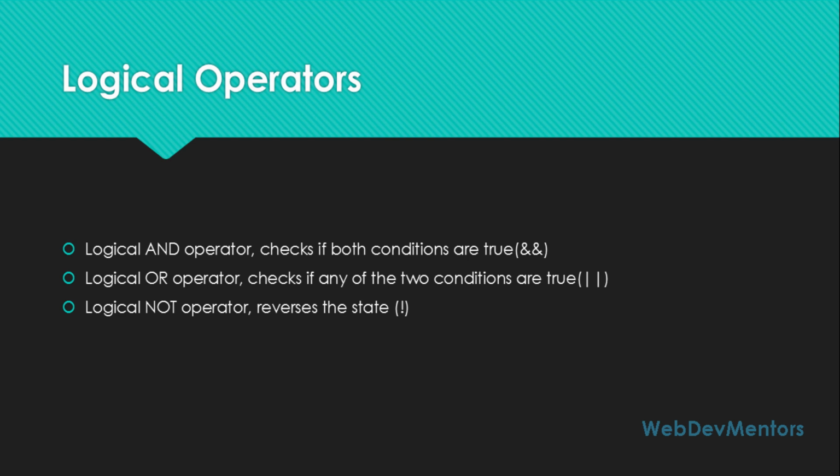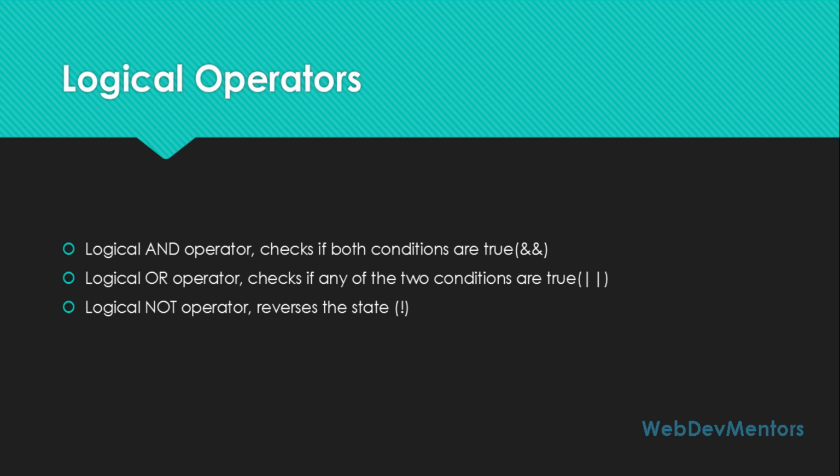Logical AND operator checks if both the conditions are true. So it will check if the left condition is true, only then it will go on to the right condition. So if the left condition is false, then it won't go to the right condition and just give you the value as false. Logical OR operator will check at least one of the conditions are true.